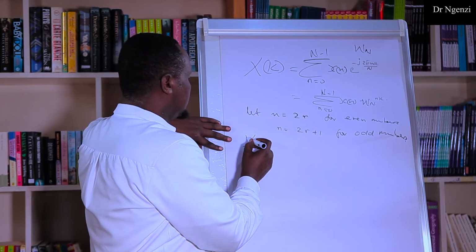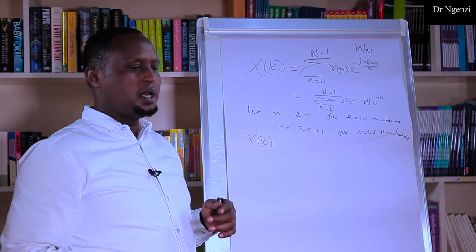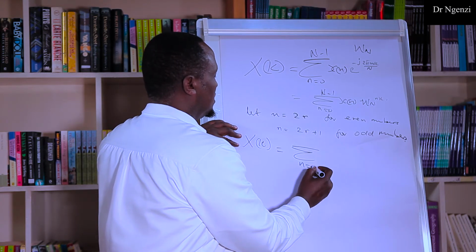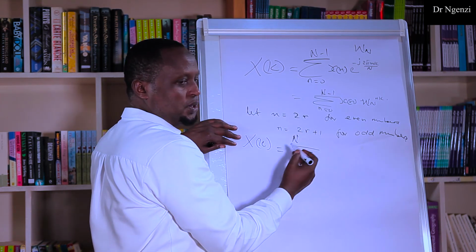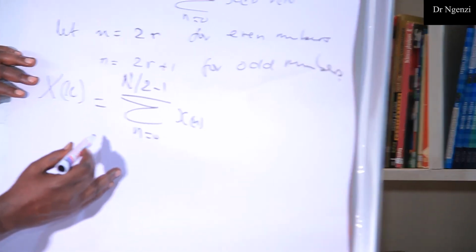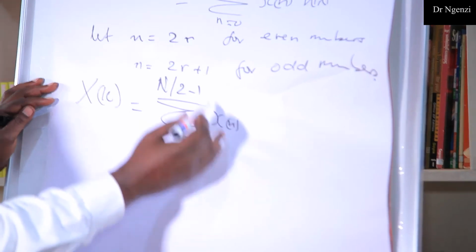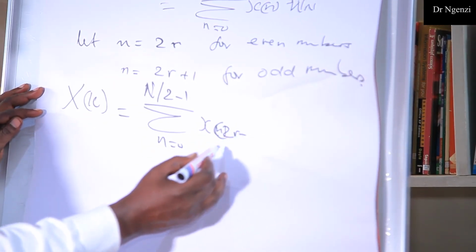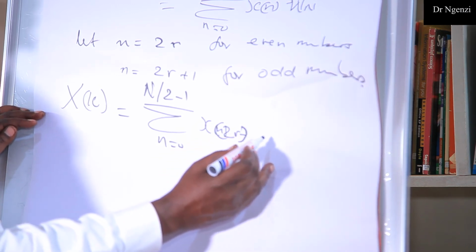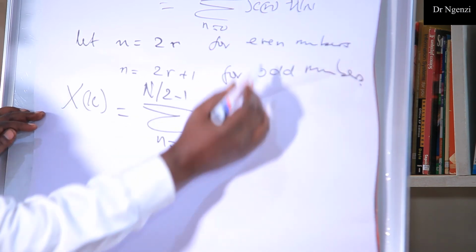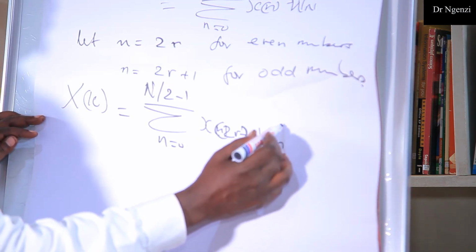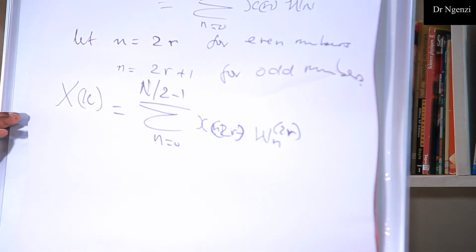We can get big X of k, having the summation from n equals 0 to N over 2 minus 1 of x of n, which for even numbers is x of 2r, then W_N to the power of 2r k. This is for even numbers.